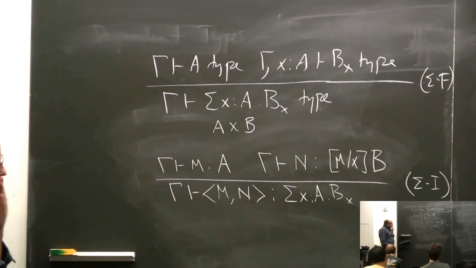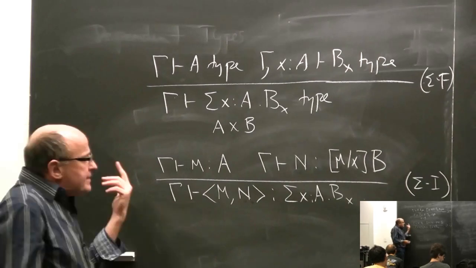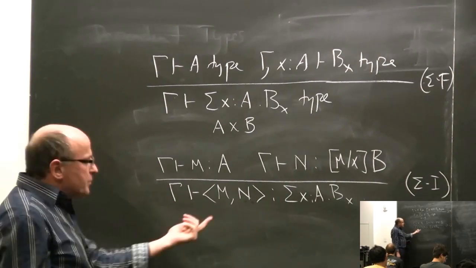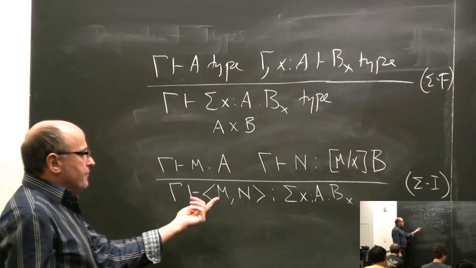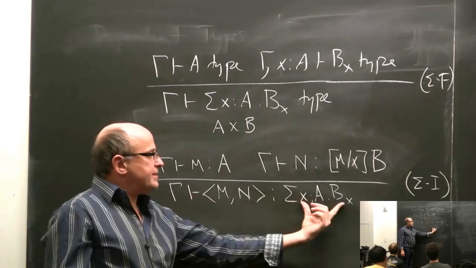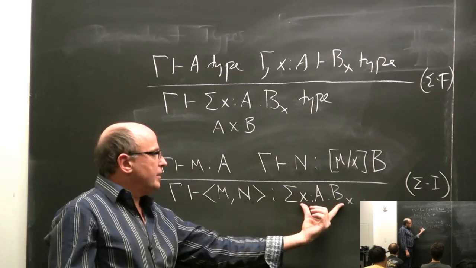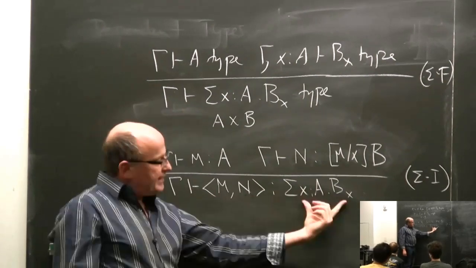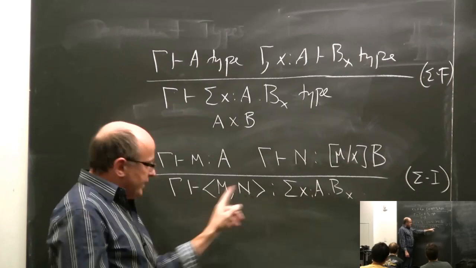This is a little unusual, but it's important for the purposes of representing logic. If this is supposed to be an existential quantifier, then what we're saying is that a proof of an existential consists of a witness, M.